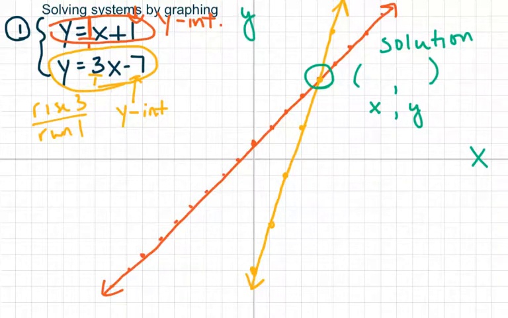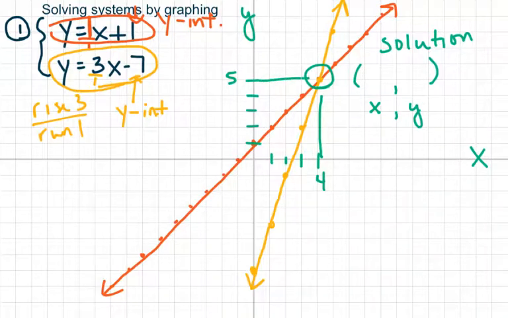So when we put our solution, we count where the x is. So the x is at 4. And then we count where the y is. The y is at 5. So my solution is the point (4, 5). Do not get that confused with the slope being rise over run. Let's do a second example.